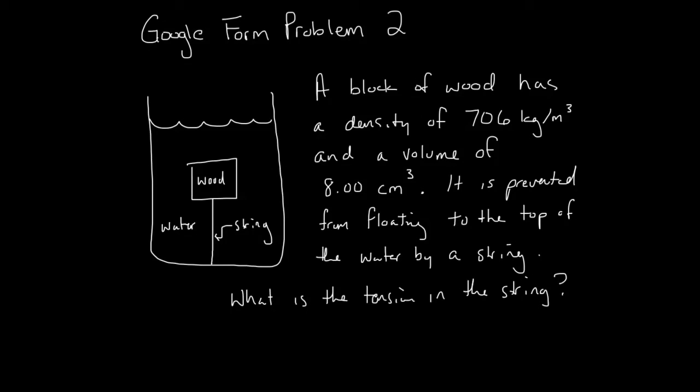Alright guys, for your second problem for your homework tonight, we have a setup that we see here where we have some kind of container of water, and we have a wood block that's in the water, and it's being prevented from floating up to the top by a string that's somehow attached to the bottom of the container. This wood block has a density of 706 kilograms per cubic meter, and its volume is 8 cubic centimeters. We want to know what is the tension in that string keeping it from floating to the top.